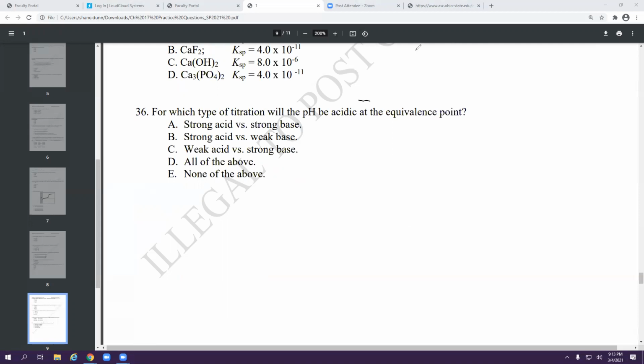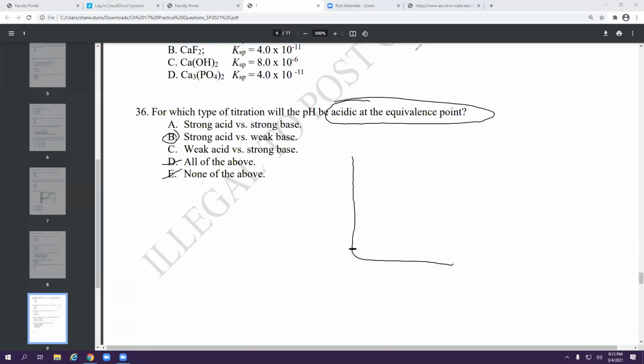Okay. I have an acidic equivalence point. So which one is stronger, the acid or the base for titration? The acid is stronger. So probably a strong acid with a weak base, correct? That makes sense? Because the acid is so okay.